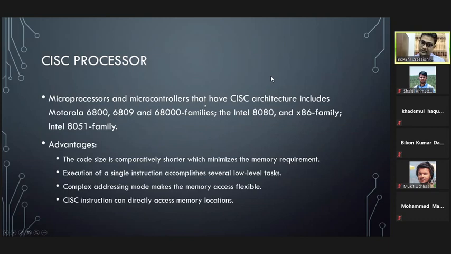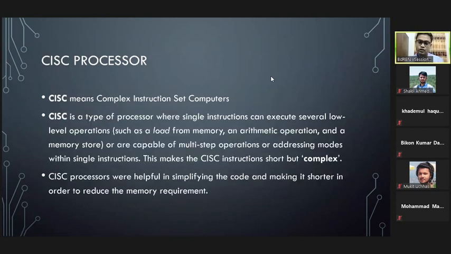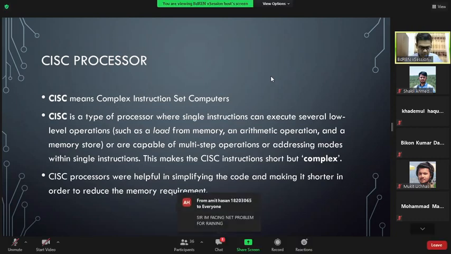And if you think about CISC, it says complex instruction set computer, because it's a little bit complex compared to RISC. As I said, our Pentium processor, or any processor you are using in your laptop or PC or wherever you are.